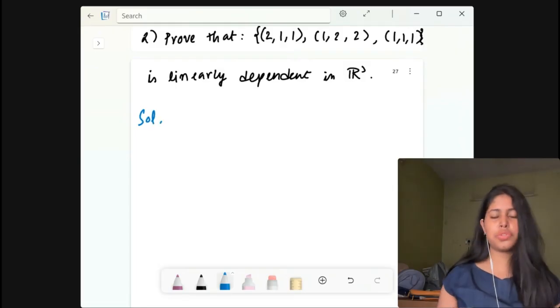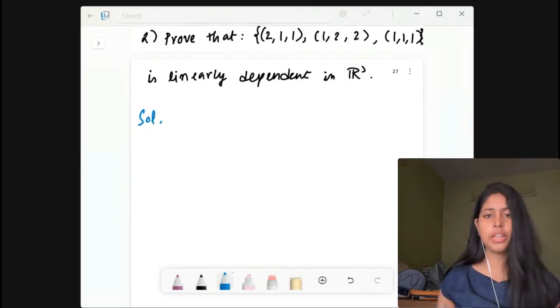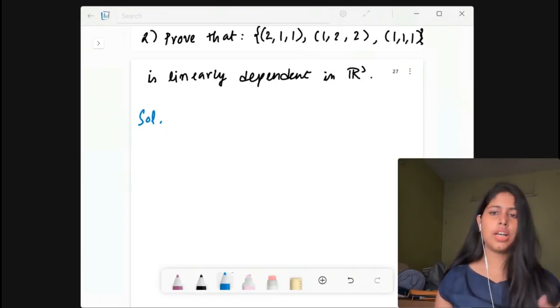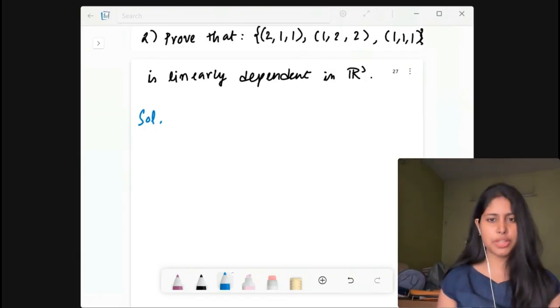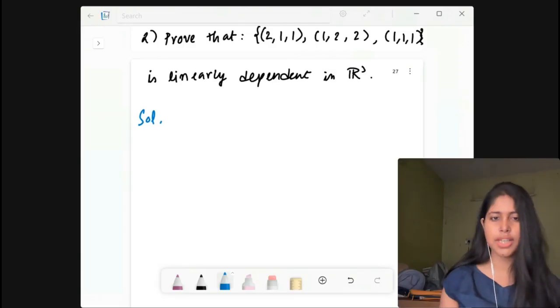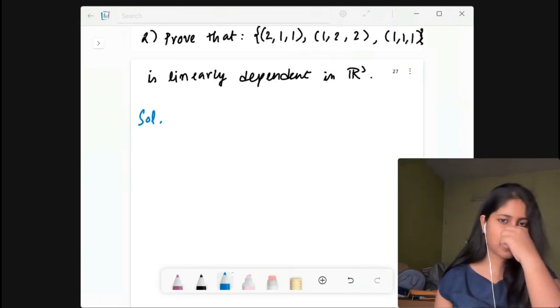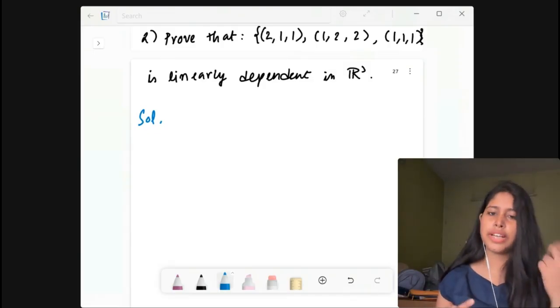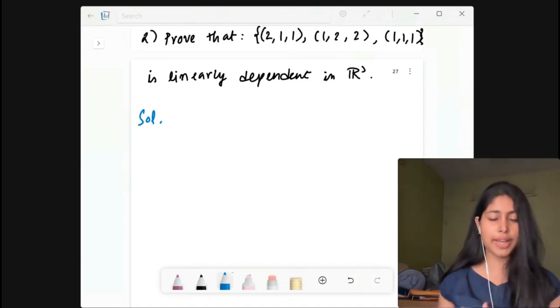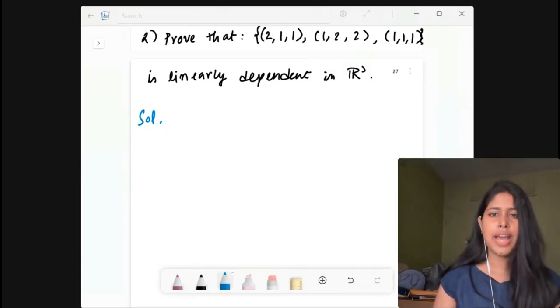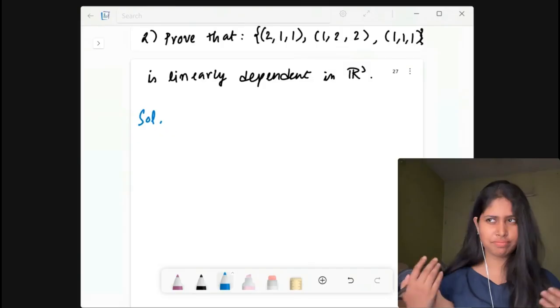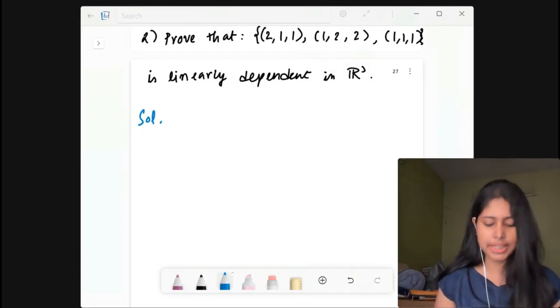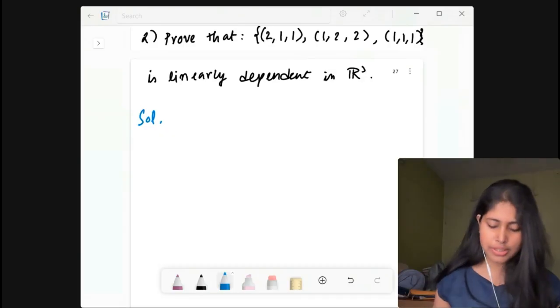Okay, now the solution. First, as usual, we need to set up the scalars, right? Now we will set up C1, C2, C3 be three scalars, and then according to the definition, we will write that C1 alpha 1 plus C2 alpha 2 plus C3 alpha 3 will be equal to theta, where theta is the zero vector. Then we will expand component wise, we will get three equations, we will solve three equations, and then we will consider one of the scalars to be k, then we will write the relation of them, and then we will check whether it is a linearly dependent vector or not. Okay, let us do it.